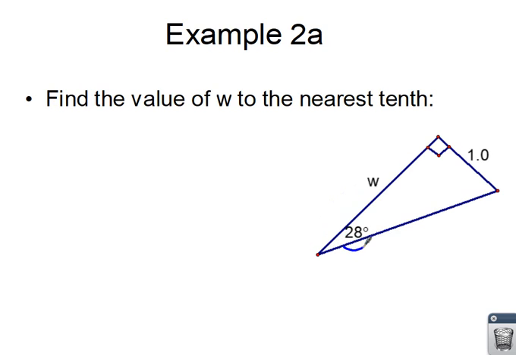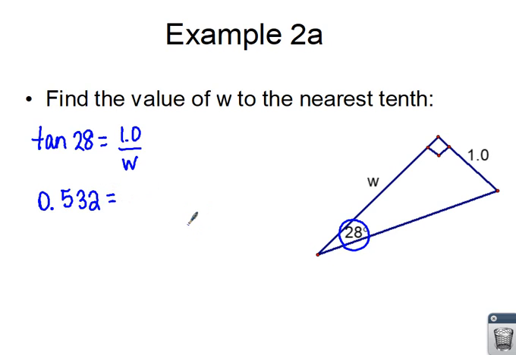So from the angle 28, we go tangent 28 equals, opposite is 1.0, adjacent is W. So then we go to the calculator, we hit tangent 28, we get 0.532. So if you're on your phone, you hit 28 and then tangent and it'll do it.